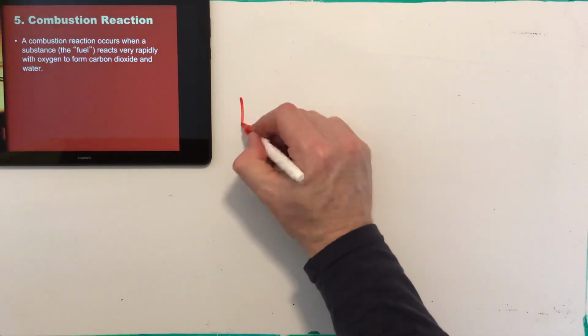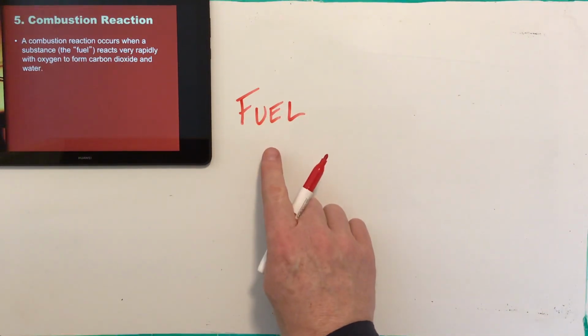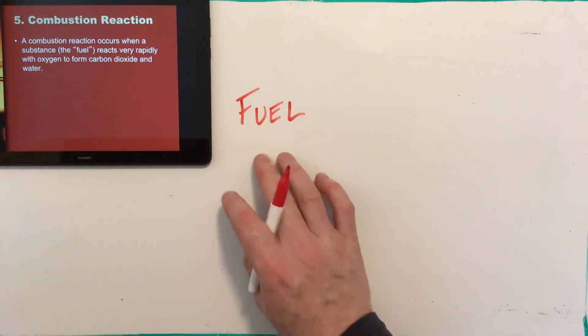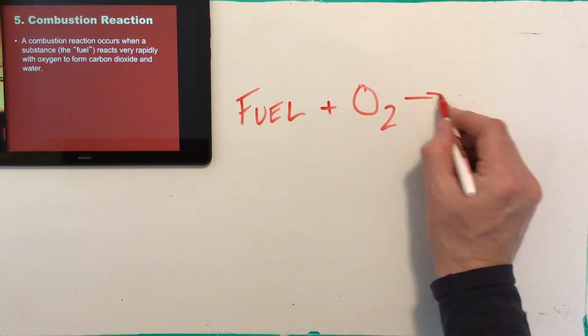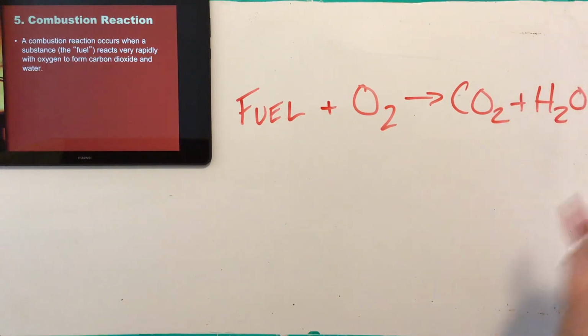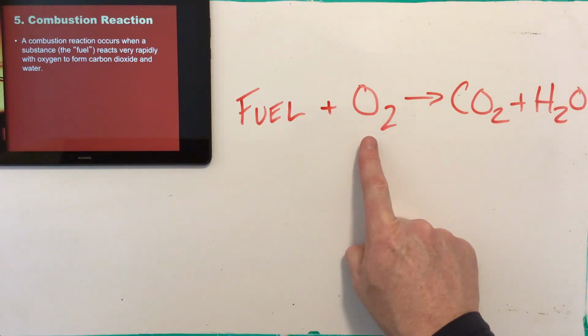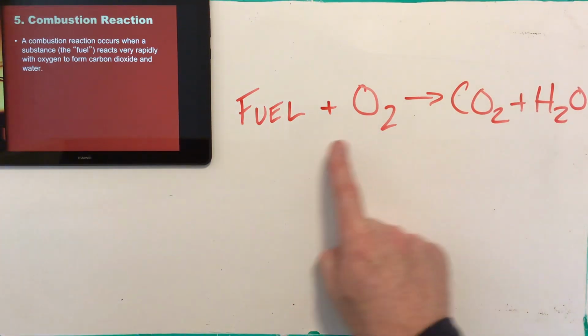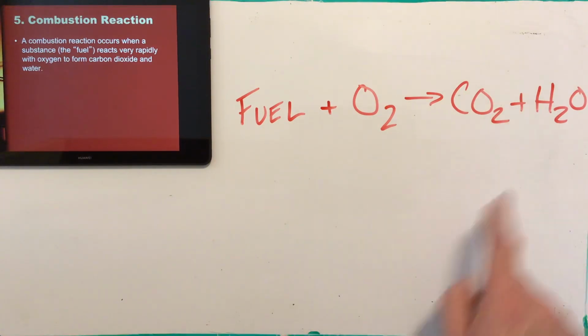So we always have some sort of fuel. Now notice I'm not writing a formula for fuel because that can be a whole bunch of different things. Oxygen we know is a diatomic gas, and then CO2 and H2O are produced. So we always get these two products, and this is always one of our reactants. The only thing that can change is this, but these are there in all combustion reactions.